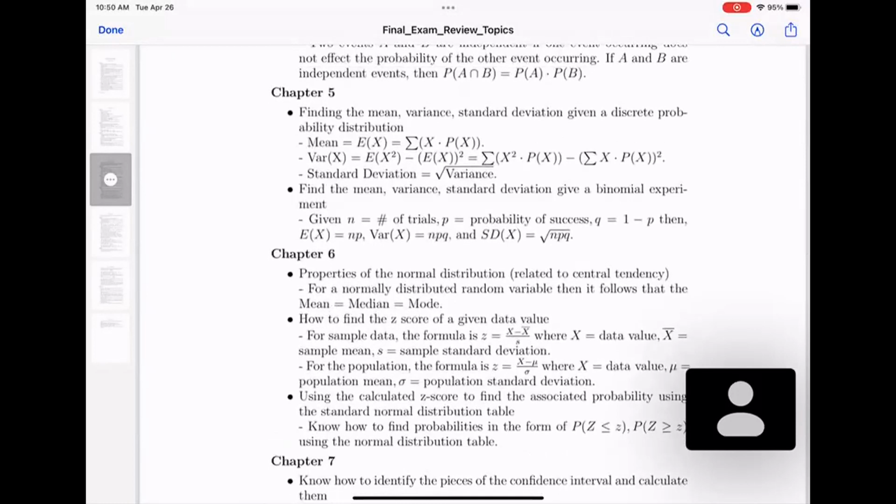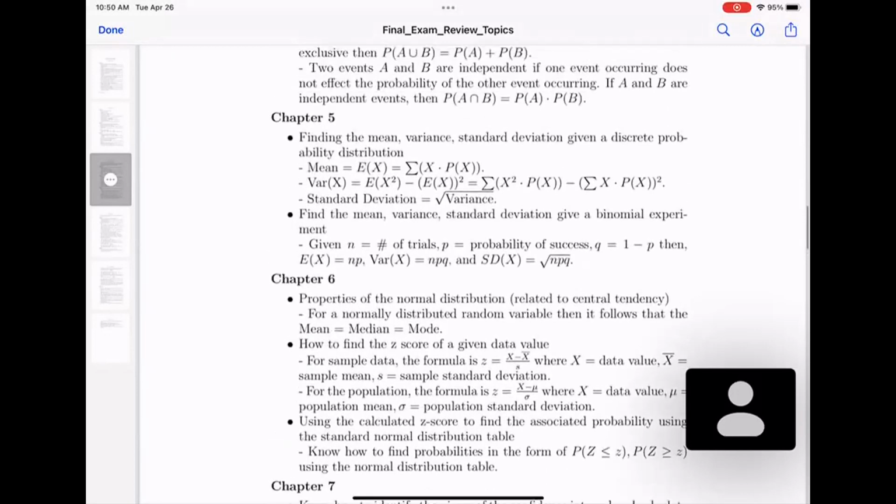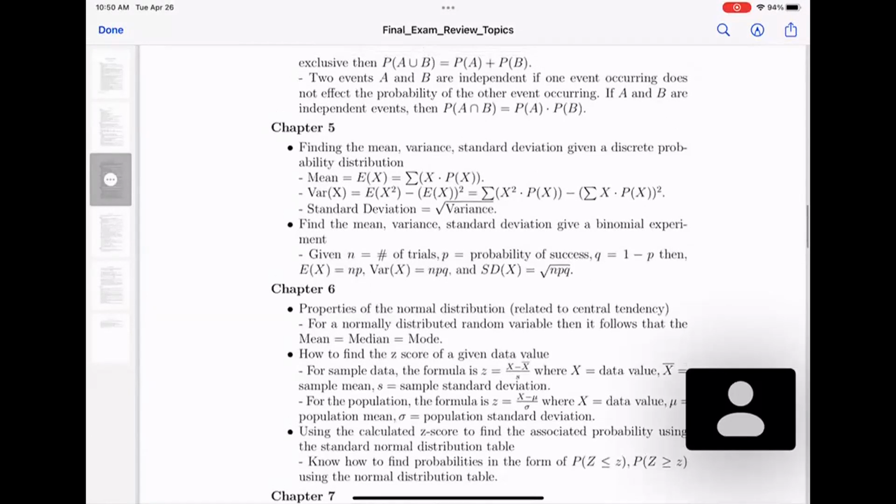Okay, and then chapter 5 was all about discrete probability distributions. So in chapter 5, what specific distribution did we talk about? Does anyone remember? Yeah, binomial. So know that the binomial distribution is a case of a discrete distribution. Simple as that. And then given a discrete probability distribution, you can find the mean, the variance, and the standard deviation.